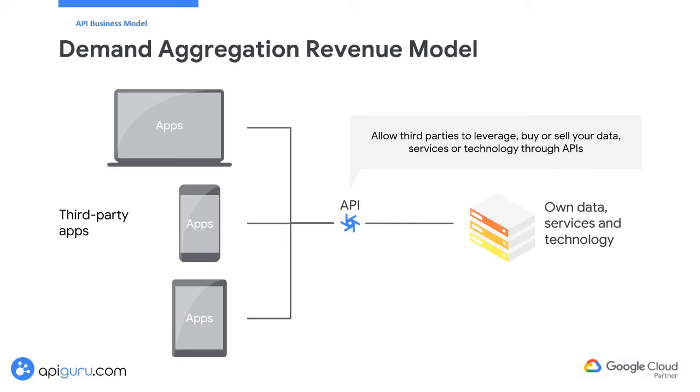The demand aggregation revenue model empowers businesses to reach previously untapped customer segments. When third parties embed APIs into their offerings, they introduce the core services to their customer base, which may consist of different demographics or industries. This exposure can increase brand awareness and potential sales growth as the original company's services gain traction among new users.